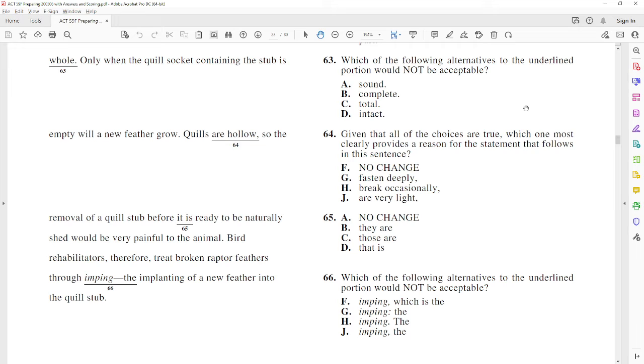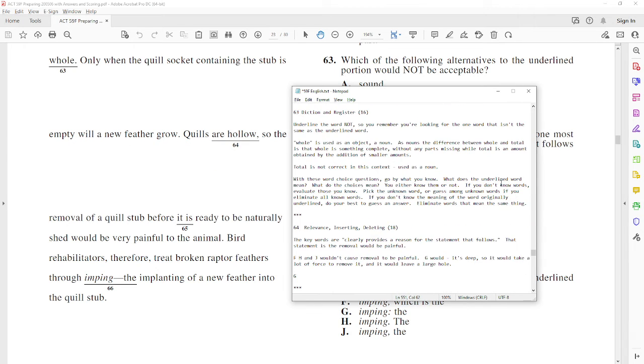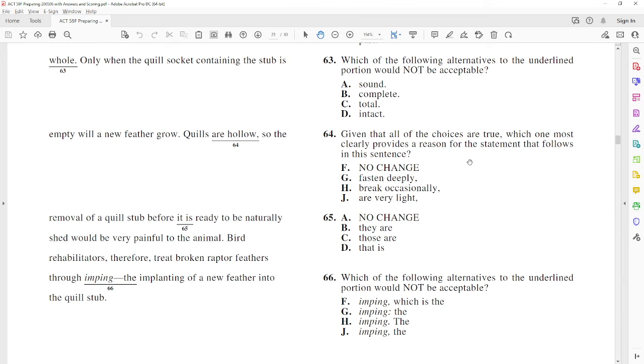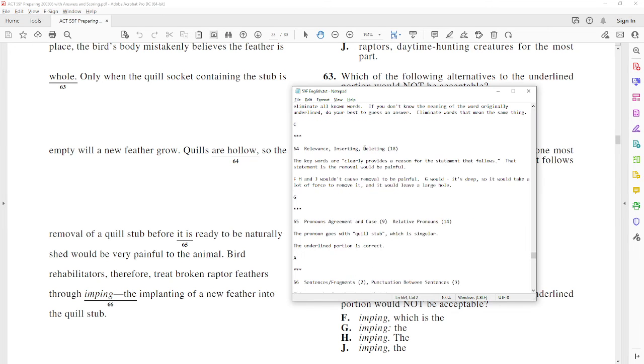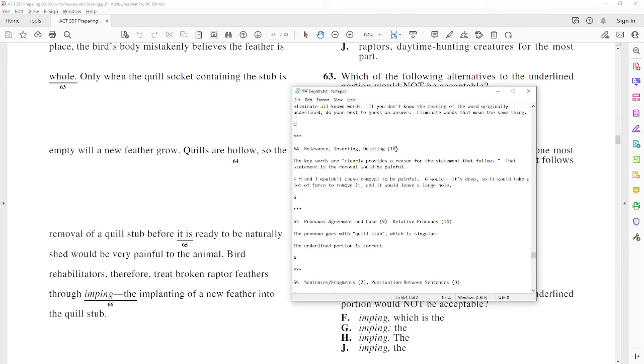Given that all the choices are true, which one most clearly... Oh, I also noticed, wait a minute, I didn't have the answer written down or marked in here, so somehow that got omitted. And C. Okay, so let me save that now because I made a change to it. All right, 64. Given that all the choices are true, which one most clearly provides a reason for the statement that follows? All right, 64, I believe, is relevance. Relevance, inserting, deleting, chapter 18.